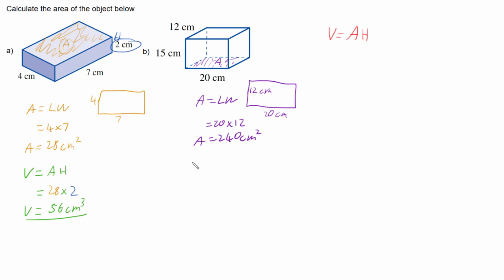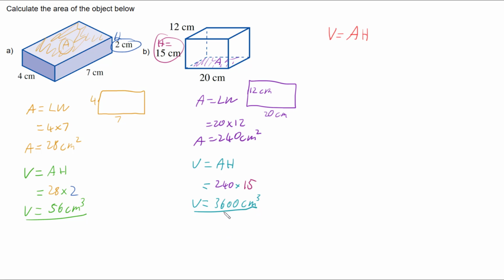And then we can go to our volume equals area times height rule. So we're going to have 240 multiplied by, well, our height this time is the 15 centimeters up here. So our volume being 240 times 15 gives us 3,600 centimeters cubed.